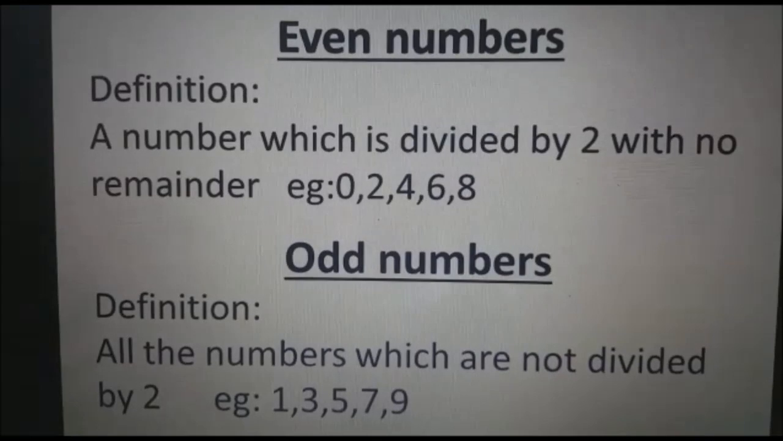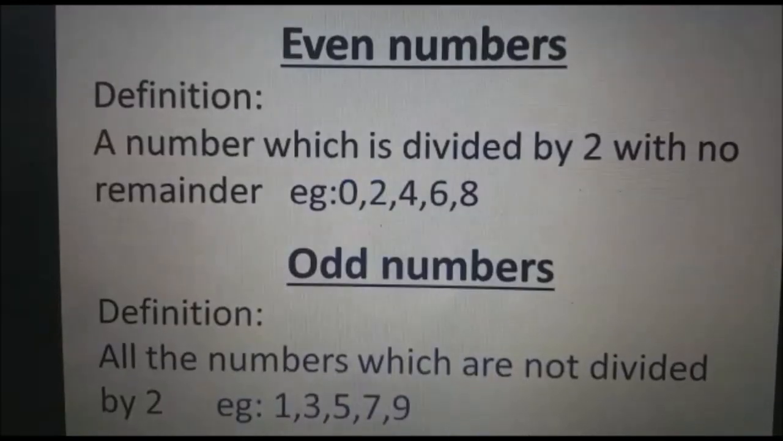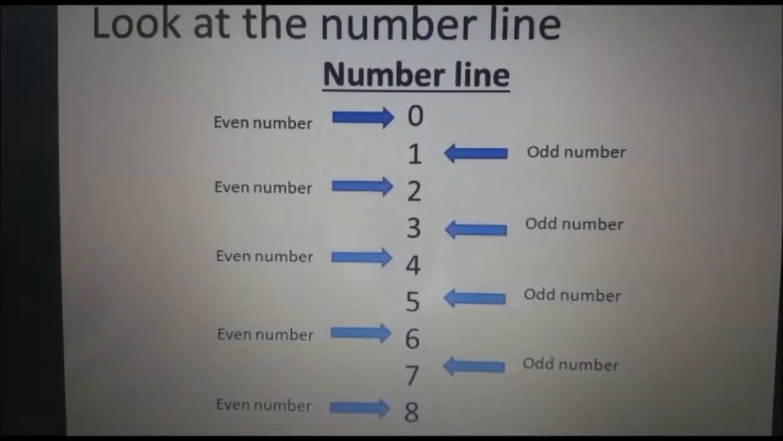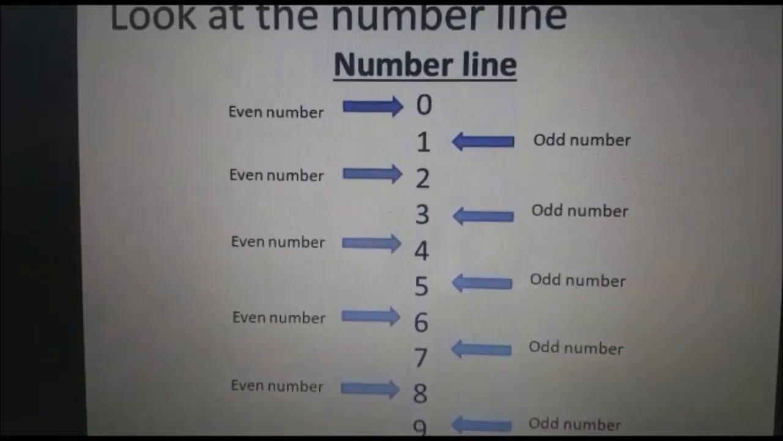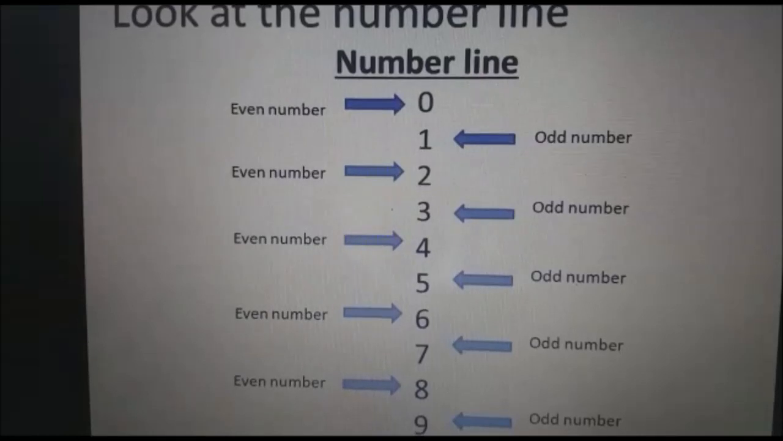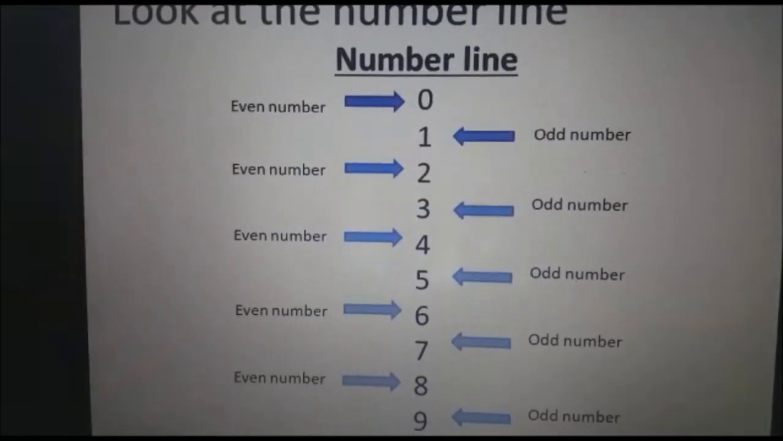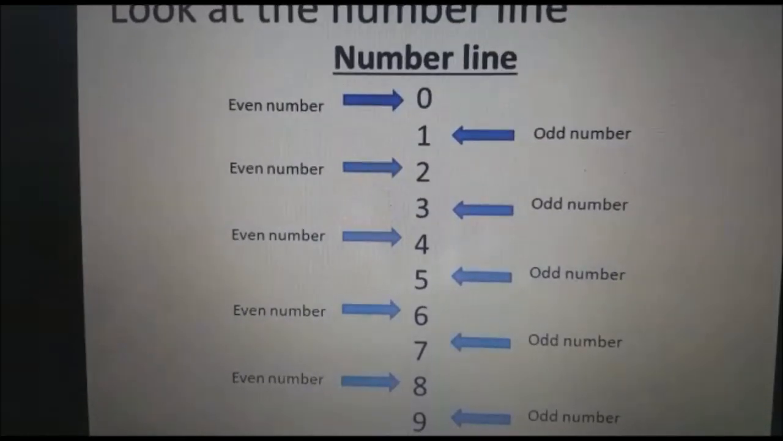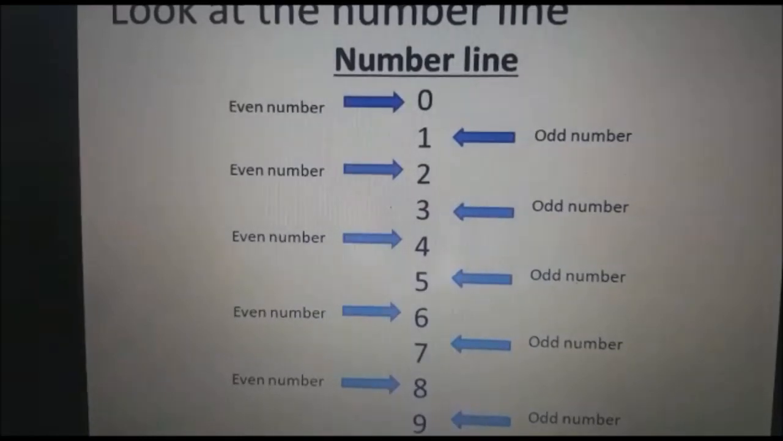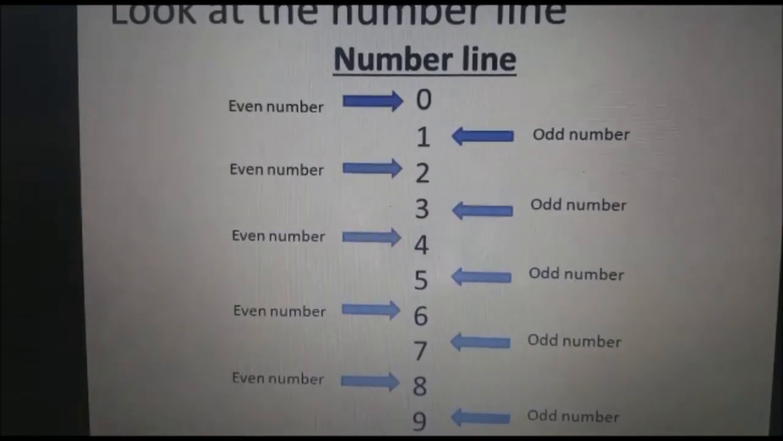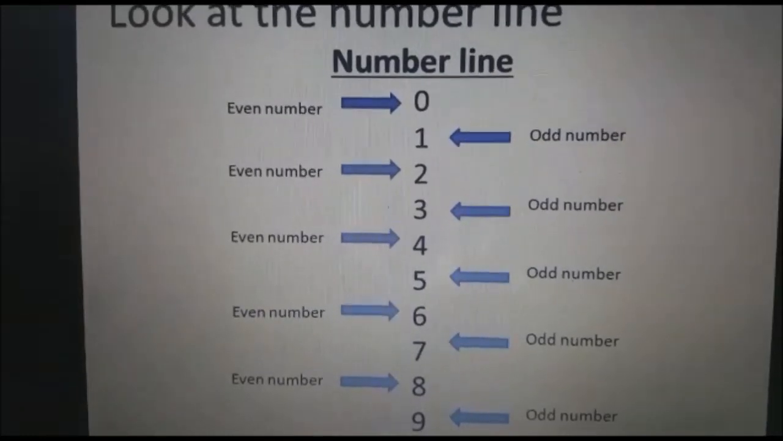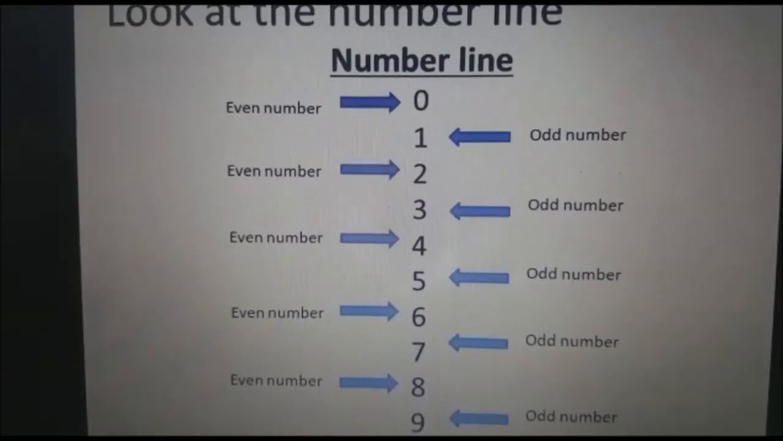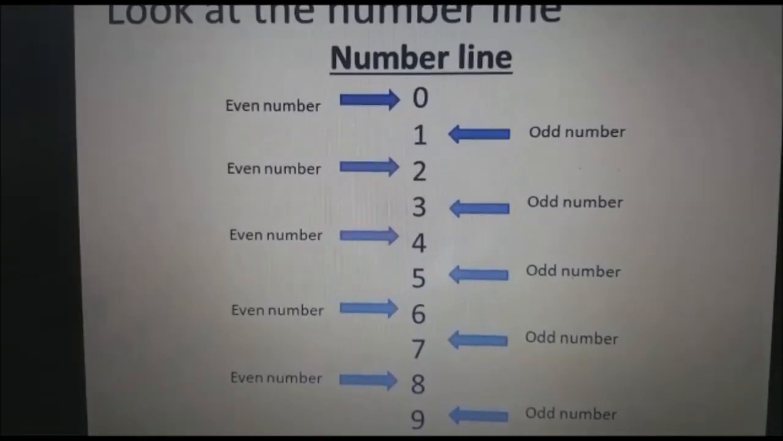Now look at the number line. First number is 0 and 0 is an even number. Second number is 1. 1 is an odd number. 2 is even. 3 is odd. 4 is even. 5 is odd. 6 is even. 7 is odd. 8 is even. 9 is odd.